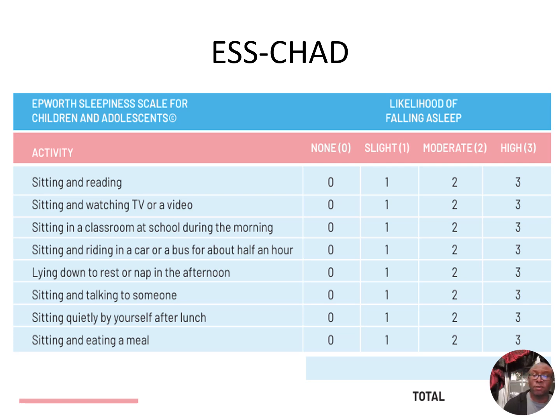And so you're supposed to grade yourself on the likelihood of falling asleep on a scale of 0 to 3, 0 being none, 1 slight, 2 moderate, and 3 high. And as I mentioned earlier, if your total score is over 10, that does indicate that you do have daytime sleepiness that should be further evaluated.